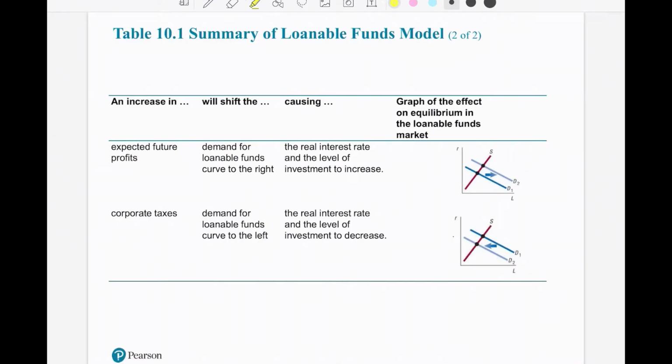And then we have our changes in demand. So if there's an increase in demand, we see that the real interest rate and the level of investment is going to increase. So if our interest rate was at 3% and we started at $5 billion, when there's an increase in the demand for loanable funds, that's going to drive the interest rate up to maybe 4%.